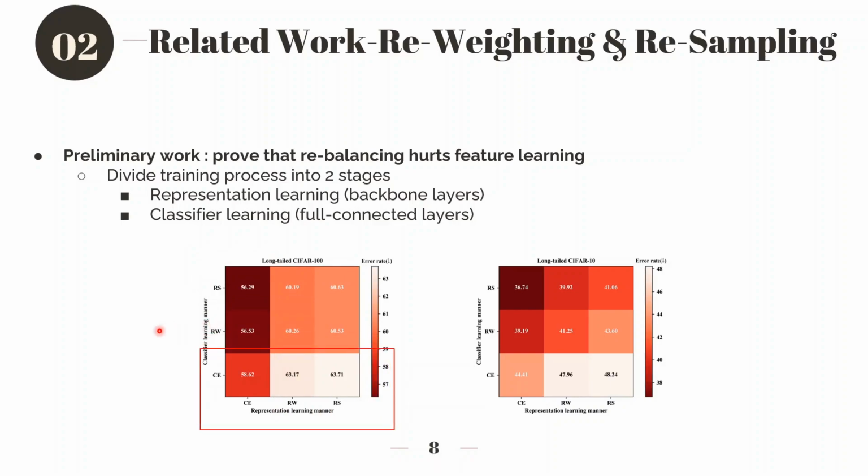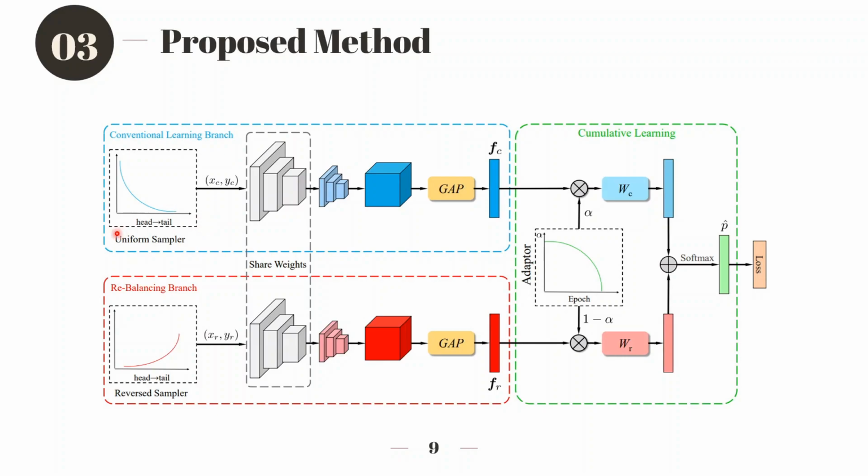Second, they fix the classifier learning method to be cross-entropy and change representation learning methods. However, the error rates increase instead of decreasing, and this is because reweighting and resampling methods damage the ability of feature representation. Hence, they propose a brand new architecture. It has two branches, one of which is a conventional learning branch, and the other one is a rebalancing branch. After that, the predicted outputs of these bilateral branches are aggregated in the cumulative learning part by an added alpha parameter, which is changeable during training.